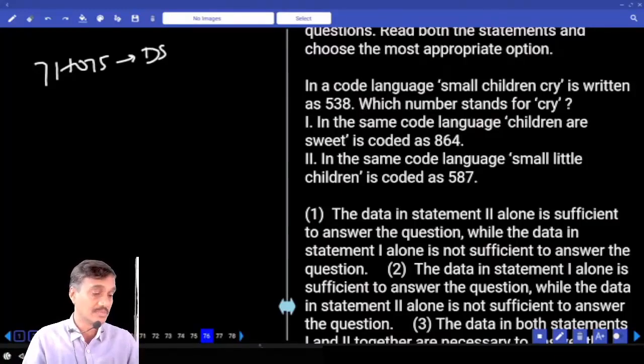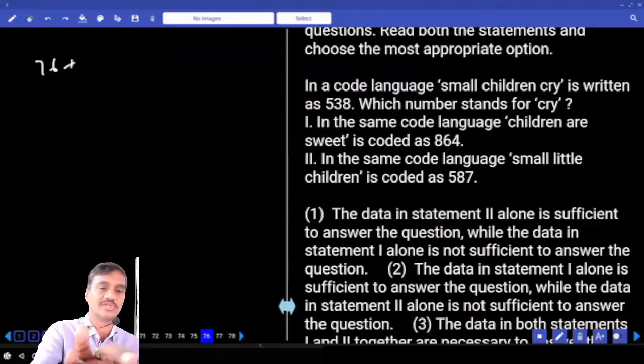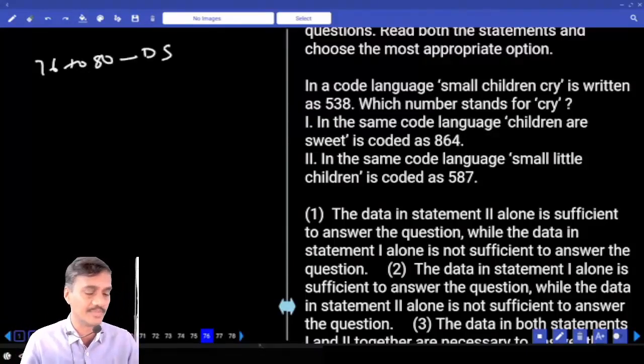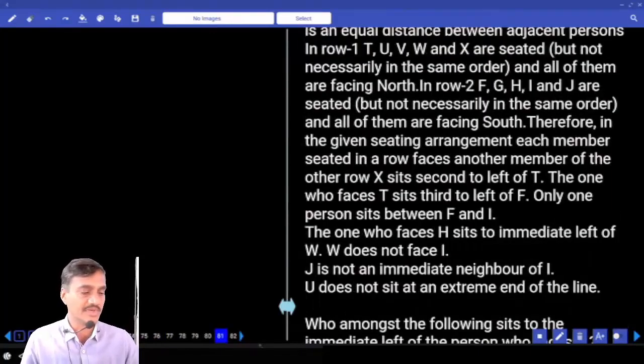71 to 75 is done, and 76 to 80. This 76 to 80 comes under data sufficiency, and this should be the second priority. Then, coming to the next one, after 76 to 80, 81 onwards.